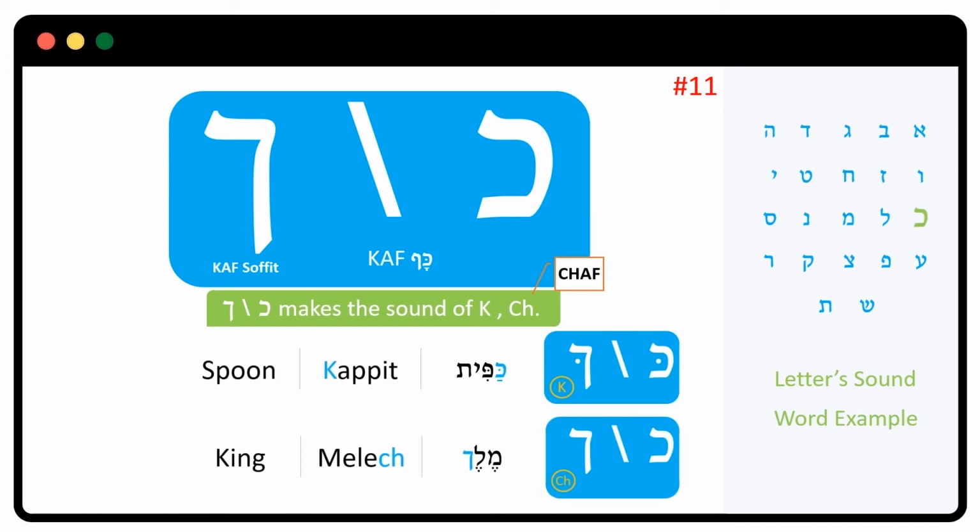Let's look at the following examples with both forms and sounds. The word kapit. The word kapit starts with the letter Kaf with dagesh. Therefore, it makes the sound of the letter K. Kapit. Kapit means a spoon. The following word example is melech. The word melech ends with the letter Kaf, but this time the letter Kaf has no dagesh. Therefore, it makes the guttural sound of the syllable CH. Melech. Melech means a king.